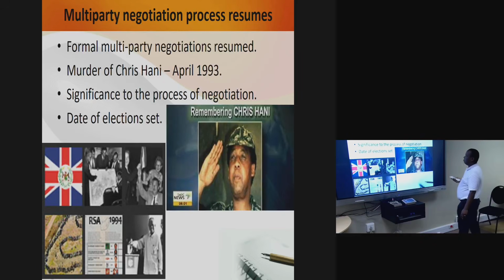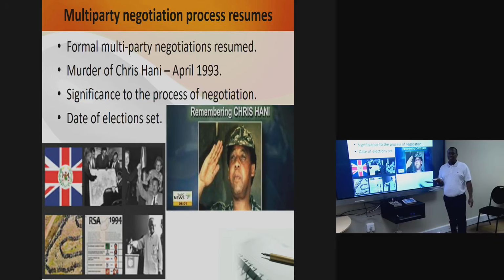In the multi-party negotiation forum, a lot was agreed. A date was set for the election: it must be the 27th of April 1994. It was agreed that the IEC must be established to administer the smooth running of the elections, and that international observers will be informed to come and observe during the elections.